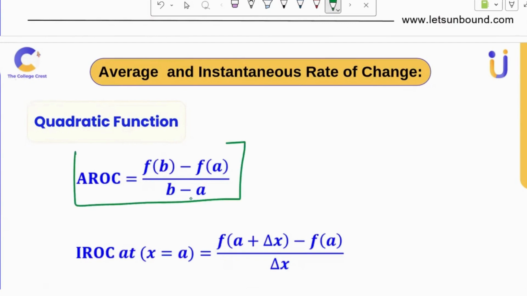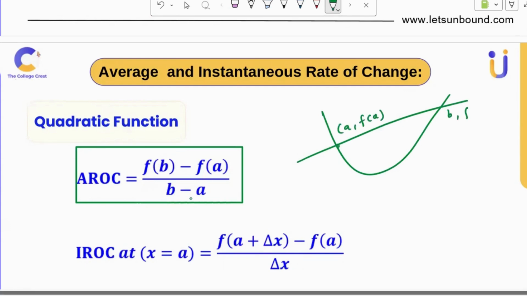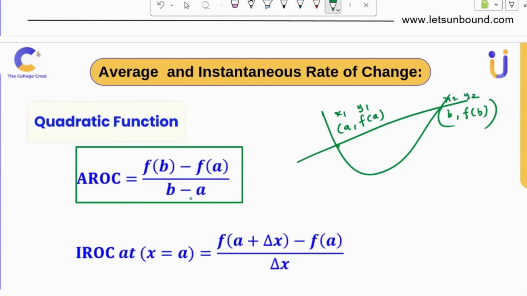So average rate of change is like 2 points will be given to you. For example, this is a comma f of a, this is b comma f of b. You just apply the slope formula, y2 minus y1 over x2 minus x1. So this is x1, y1, this is x2, y2. Basic slope formula will hold, right?